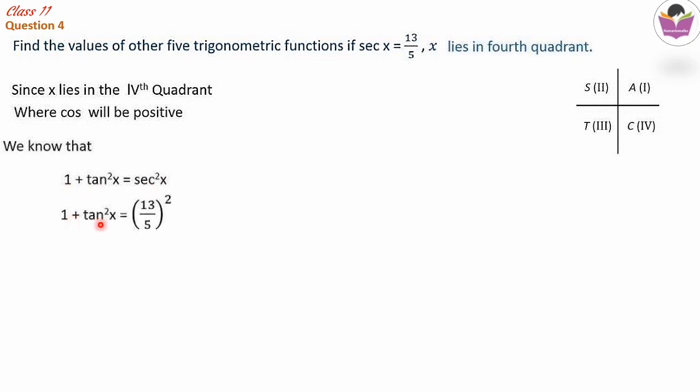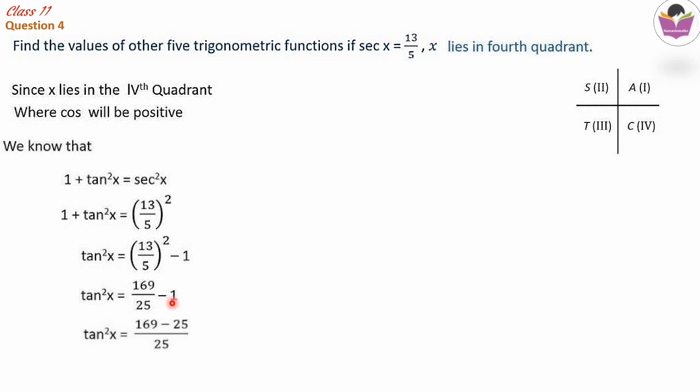From here, 1 plus tan square x is equal to sec square x, and when you substitute sec x, it is 13 by 5 the whole square. That is tan square x is equal to, take this plus 1 to the right side, 13 by 5 the whole square minus 1. That is tan square x is equal to 169 by 25 minus 1. Take the LCM, 25 as common: 169 minus 25 into 1 is 25. Here we need to multiply with 25 because 1 has no denominator.